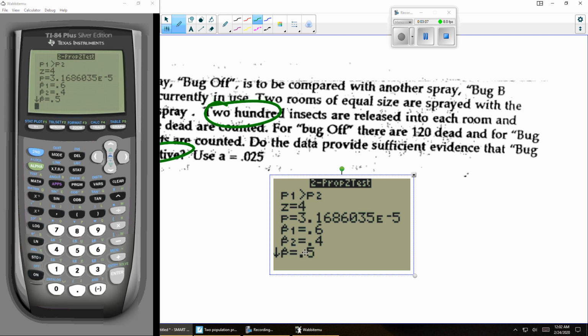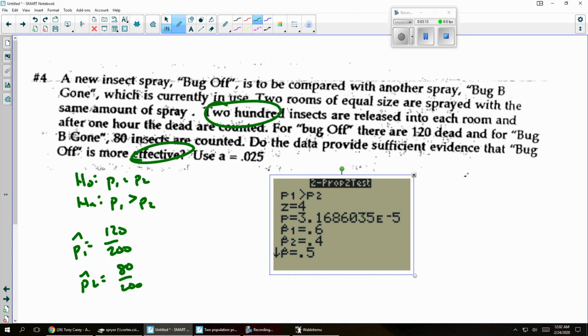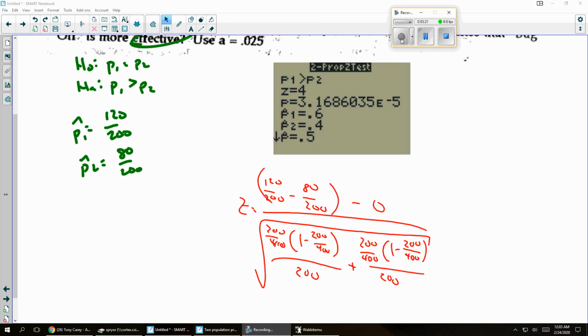You can see my pooled p hat is right there at 0.5 without alpha level. No doubt I'll reject H0 in favor of Ha, and I decide that Bug Off does kill bugs faster than Bug Be Gone. Additionally, if you want to see what the formula would look like when you wrote it out, it would look like that. So I need to be able to write that, but I can, of course, use what the calculator gives me and work it a little more efficiently.